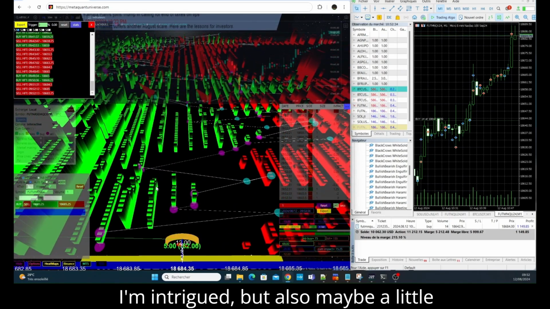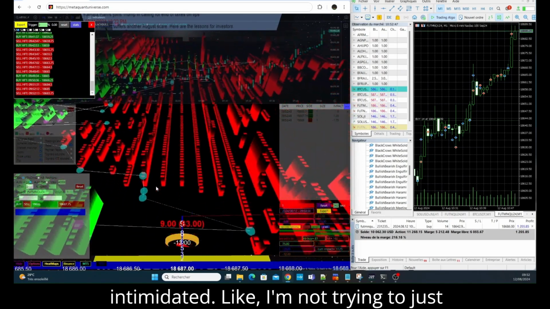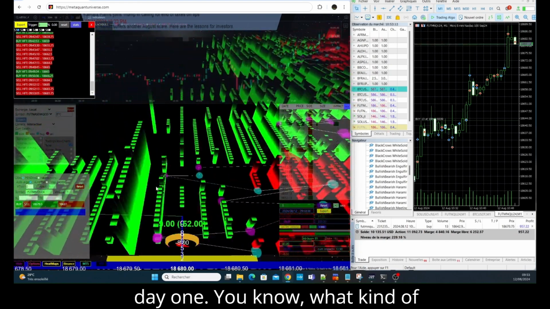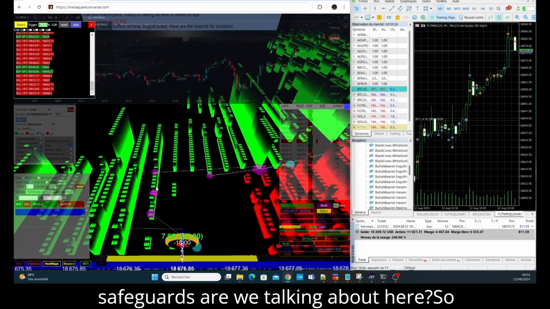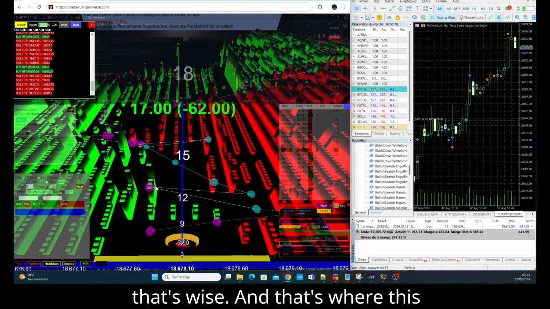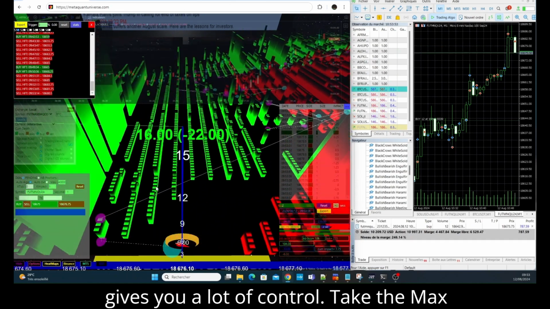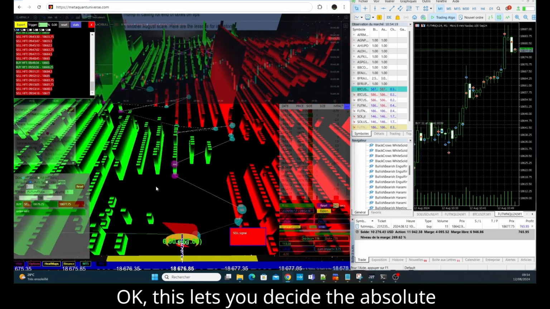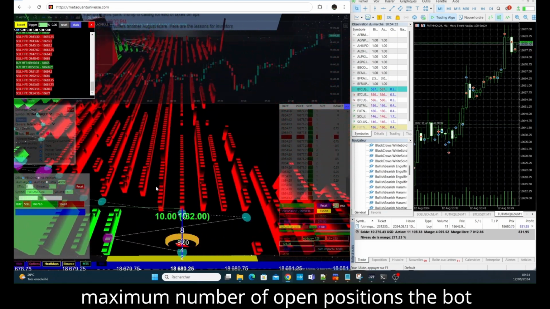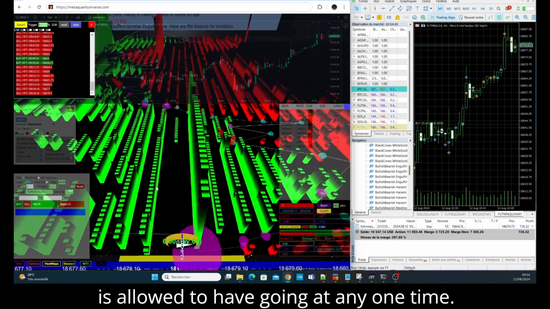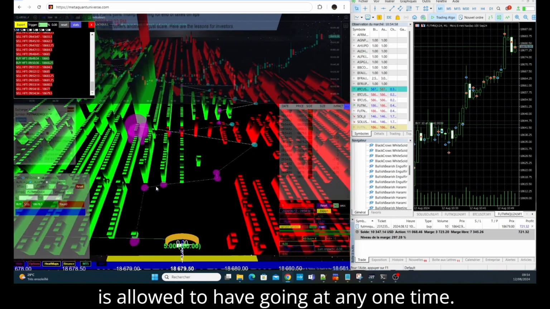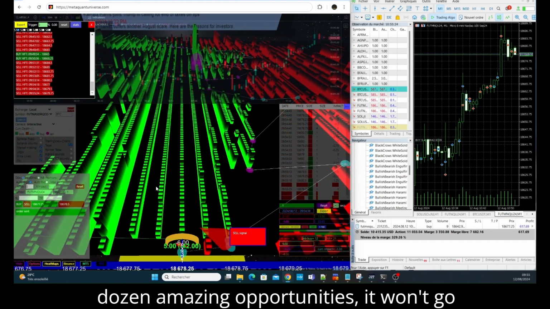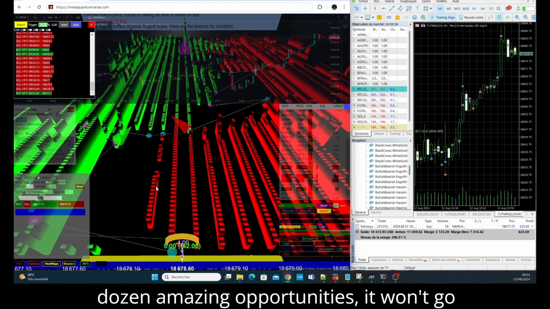Okay, so say I'm intrigued, but also maybe a little intimidated. I'm not trying to just hand over my entire portfolio to a bot on day one. What kind of safeguards are we talking about here? That's wise, and that's where this document gets really interesting. It gives you a lot of control. Take the max setting, for example. This lets you decide the absolute maximum number of open positions the bot is allowed to have going at any one time. So even if it sees a dozen amazing opportunities, it won't go above your limit.